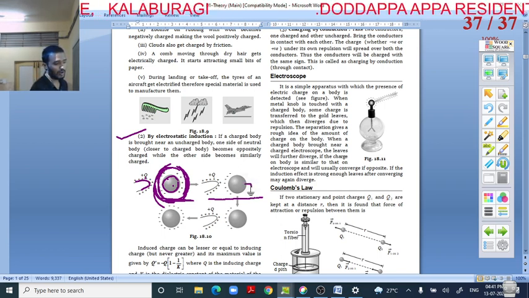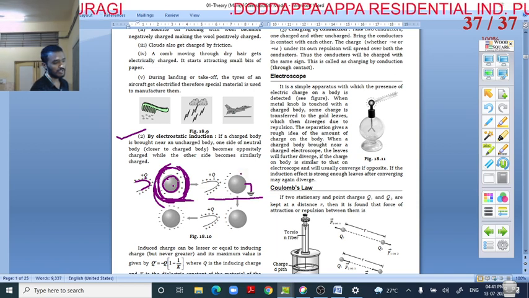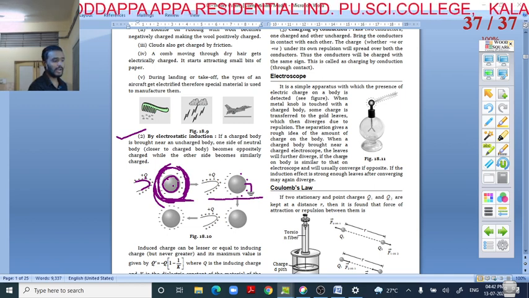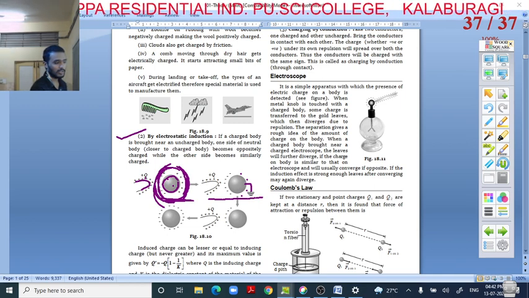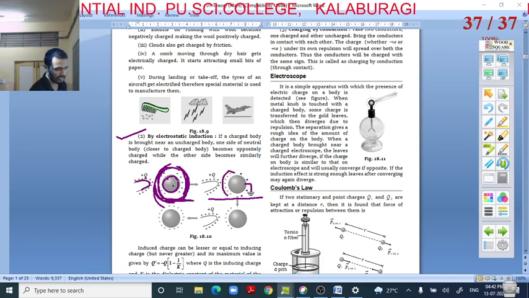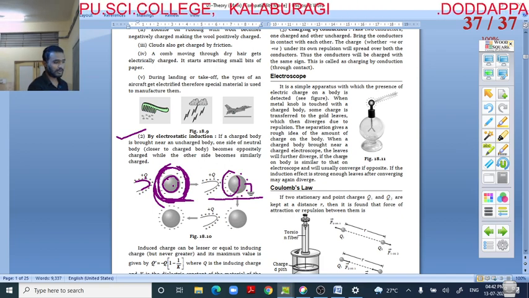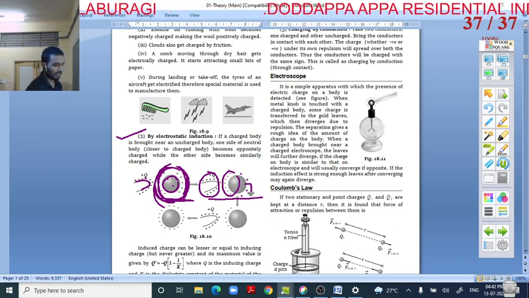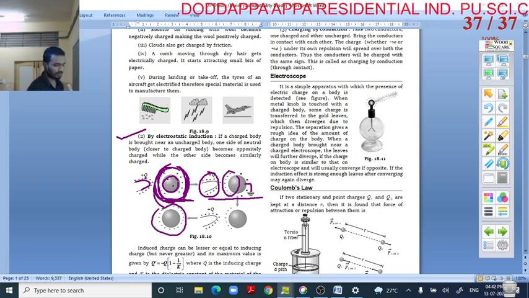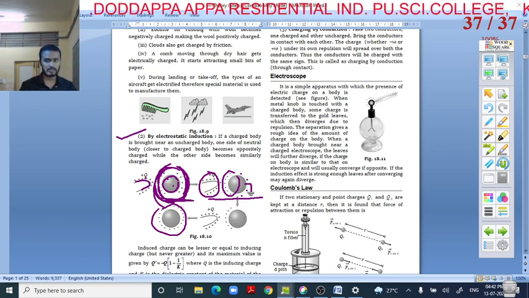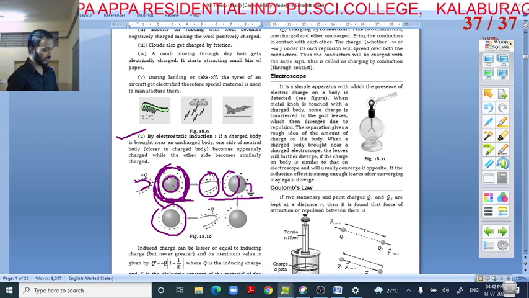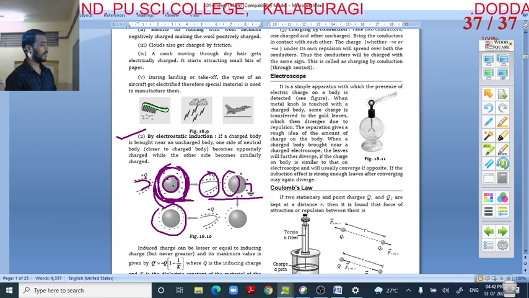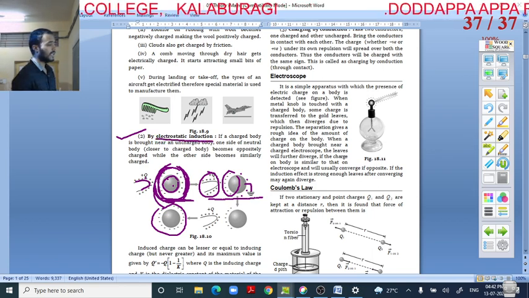Okay, when I ground it, all the positively charged particles neutralize with the ground, and this body remains with only negatively charged particles. When I remove this positively charged rod from near the body, the positively charged particles spread out, so that this body becomes negatively charged, right? So this is the method of charging a body that we call electrostatic induction.